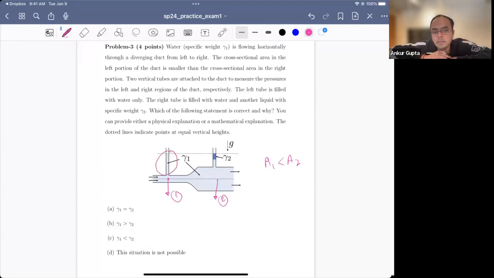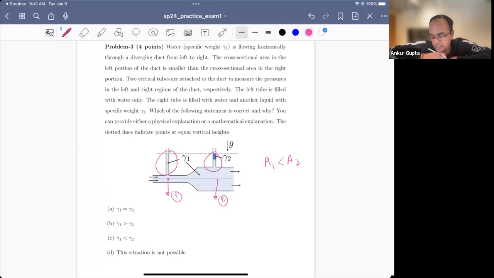And the right tube is filled with water and another liquid of specific weight gamma 2. Okay, so we have two specific weights here, gamma 1 and gamma 2. Which of the following statements is correct and why? You can either provide a physical explanation or a mathematical one. The dotted lines indicate points at equal vertical heights.